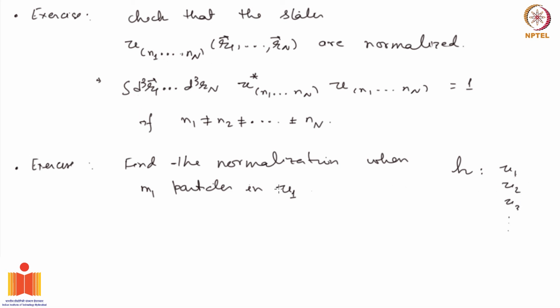So now we are specifying that you have m1 particles which are in the first state, okay, in the u1 state, and you have m2 particles in u2 state and so forth. Okay, and such that your m1 plus m2, they all add up to capital N, because the total number of particles is fixed to be capital N. So in that case, you find the normalization of the states.